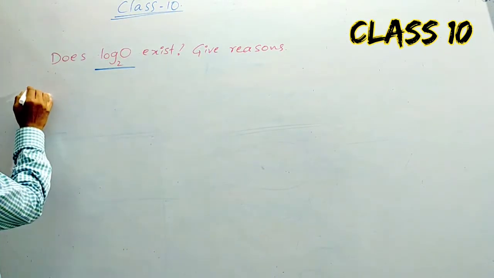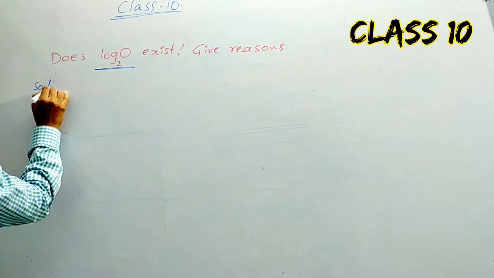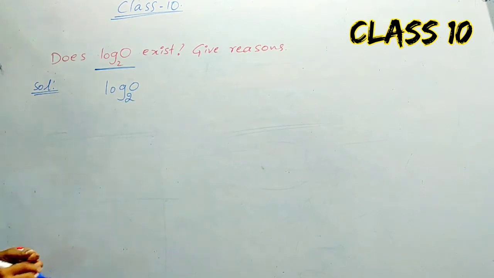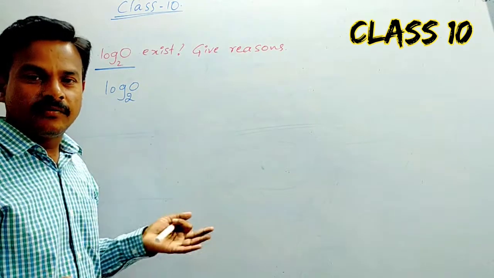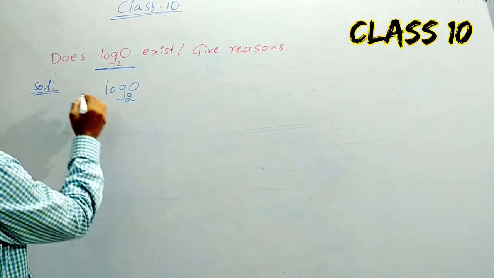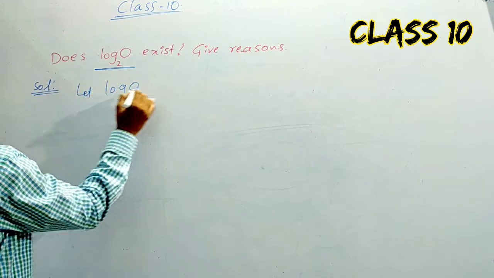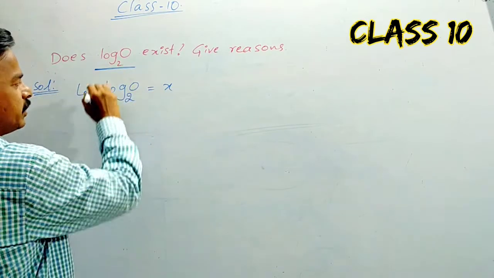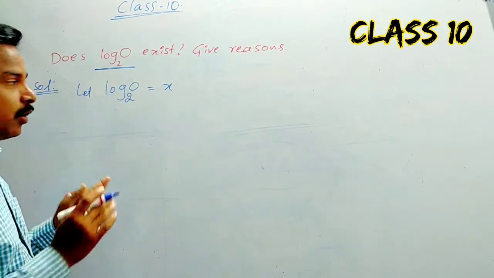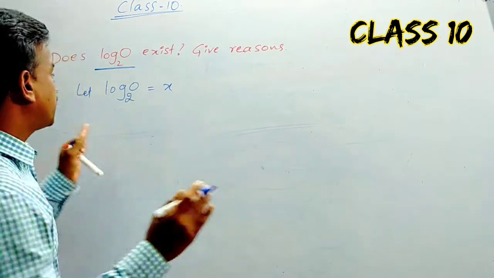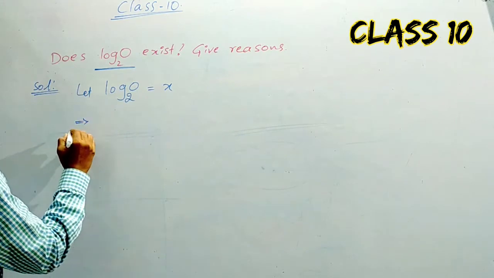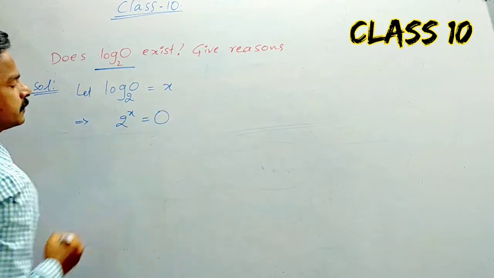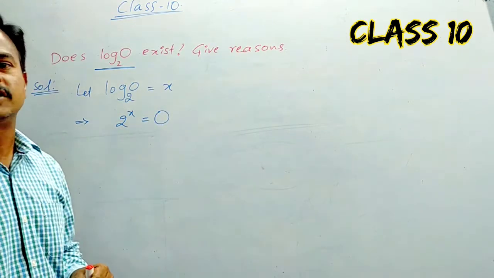How can we give the answer? Once you see this, the given is log 0 base 2. Suppose we assume this value is x. That means let log 0 base 2 is equal to x. Okay, now it is in logarithmic form, and now we have to change it into exponential form. What is its exponential form? 2 to the power of x is equal to 0.